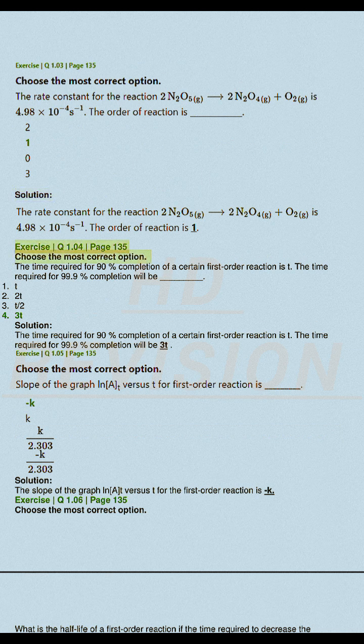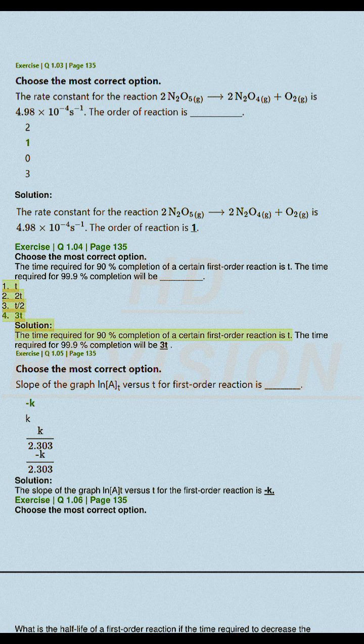Solution. Exercise Q 1.04, page 135. Choose the most correct option. The time required for 90% completion of a certain first-order reaction is T. The time required for 99.9% completion will be: 1) T/2, 2) 2T/3, 3) T/2, 4) 3T.